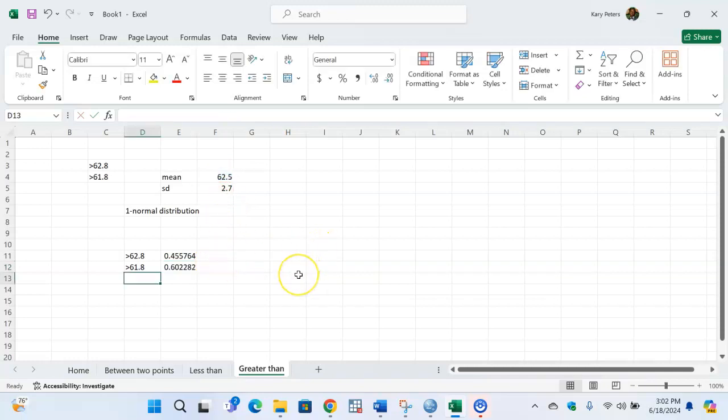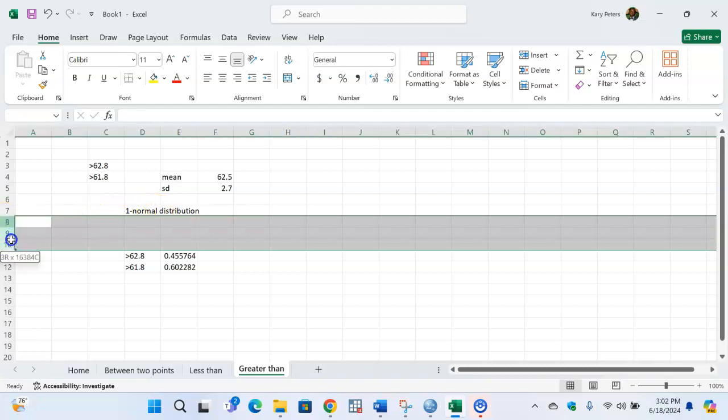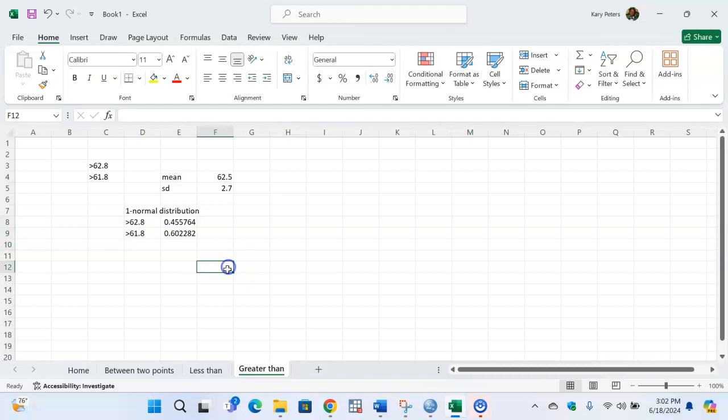And that's how you've done 3 concepts in normal distribution using Excel within less than 10 minutes. And that's how you handle these assignments in Pearson using Excel.